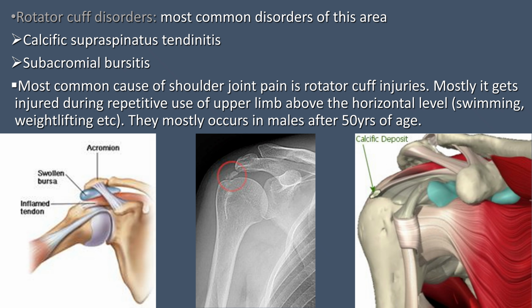We shall discuss first calcific supraspinatus tendinitis. It is caused because of the deposition of calcium in the supraspinatus tendon. The deposited calcium irritates the overlying subacromial bursa and causes subacromial bursitis. Consequently, when the arm is abducted, the inflamed bursa is caught between the tendon and the acromion process and causes severe pain. In most people, the pain occurs during the 60 to 120 degrees of abduction. So it is also known as painful arm syndrome.